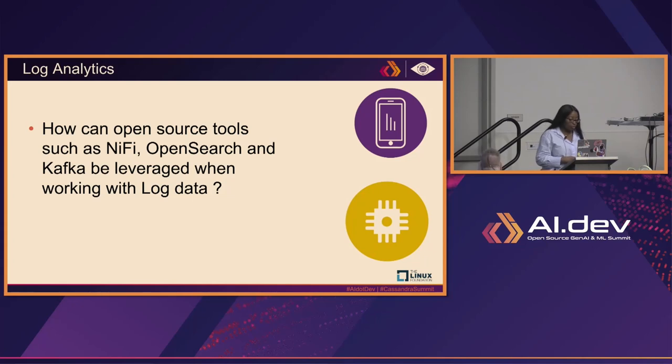And when you have logs streaming in real time from multiple sources, as is often the case with log analytics, Kafka is the tool that you'd want to use to act as that central hub for all these logs. You're able to use Kafka to manage the high throughput, as well as ensure that your data is reliably stored and made available to your Kafka consumers.